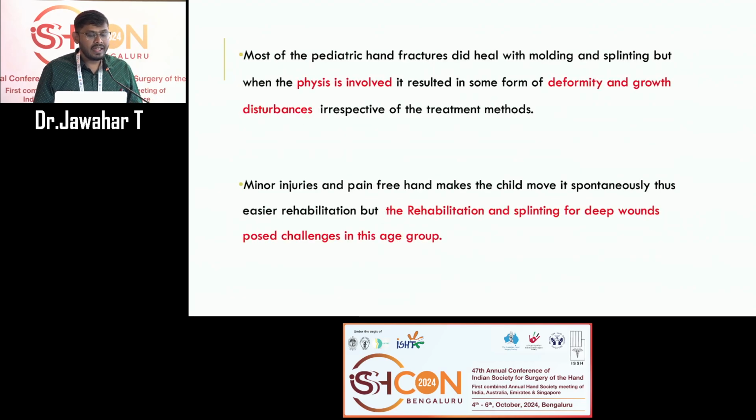Most of the pediatric hand fractures did heal well with molding and splinting, but when the physis is involved, it resulted in some form of deformity and growth disturbance irrespective of the treatment methods. Minor injuries and a pain-free hand make the child move it spontaneously, thus easier rehabilitation, whereas rehabilitation and splinting for deep wounds pose challenges in this age group.